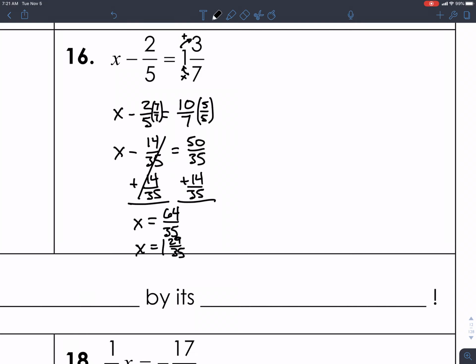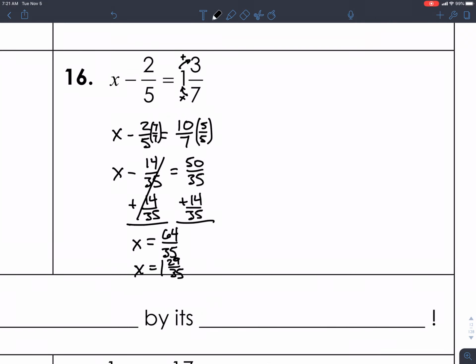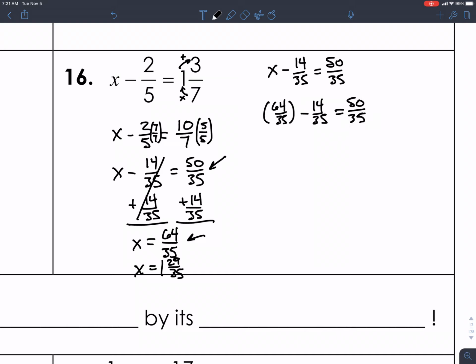So now we need to check it. So let's go back up here. And again, I'm going to use the equation where I already came up with a common denominator. So as long as I did everything right before that, I should be good. So x minus 14/35 is equal to 50/35. Now I take out the x and substitute in what I thought was the answer. I'm going to use the improper fraction form. 64/35 minus 14/35 equals 50/35.